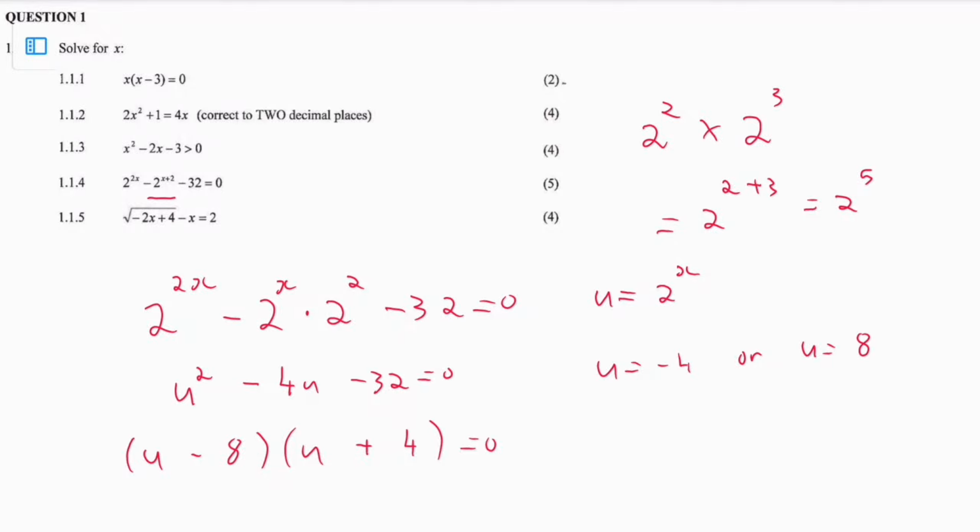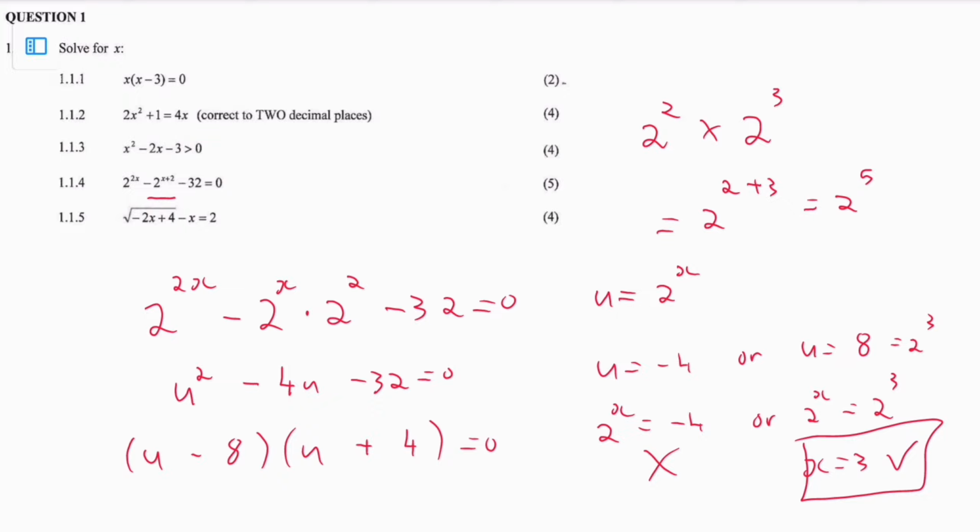Remember, u is just 2 to the power x. So 2 to the power x equals negative 4, or 2 to the power x equals 8. Now remember, 8 is just 2 to the power 3. So this is definitely correct, x is equal to 3, but a positive number raised to an exponent is never going to give you a negative number, so this is not a valid solution. So your solution for 1.1.4 is just x equals 3.